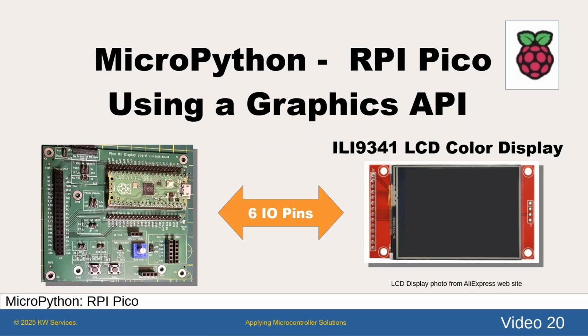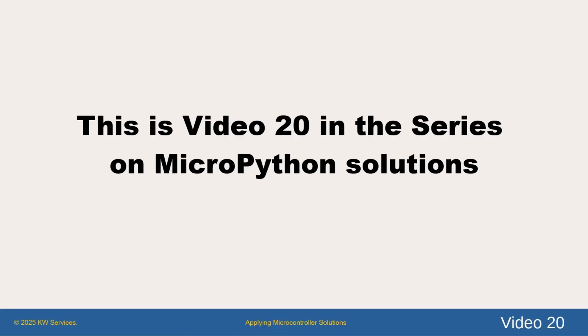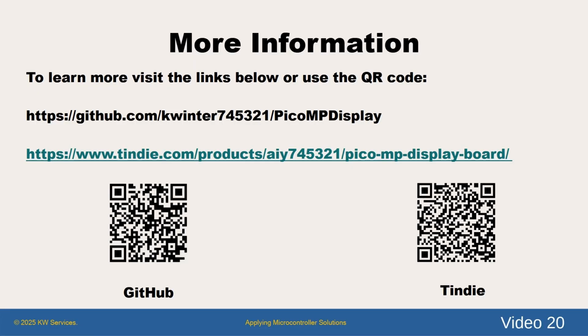This is video 20, using a graphics API to display widgets on an ILI9341 LCD color display with a Raspberry Pi Pico. The code for this video is at the GitHub site.